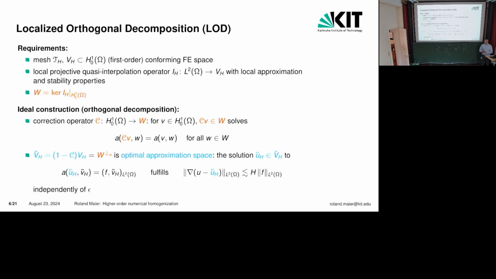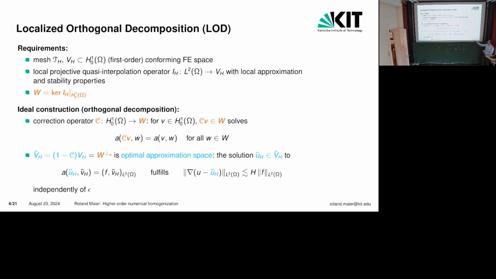Well, and then it turns out that an optimal space for approximation in terms of numerical homogenization is this space here. So we take the functions in this finite element space and we subtract their corrections. And by construction, this is a space that is A-orthogonal onto the functions in W. So that's the A-orthogonal complement of that space in that sense. And this space is optimal in the following sense.